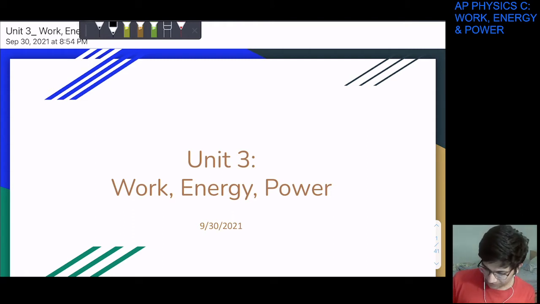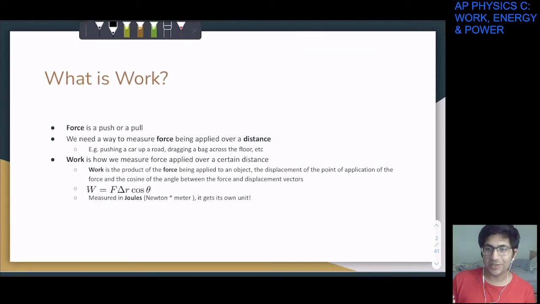Let's dive in. All right, so what is work? Work is a push or a pull, and we did this last week with Newton's laws. But now we're interested in finding work over a certain distance. Like if you push a car up a road, you'll be applying a force onto the car, but you'll also be traveling a certain distance. You'll be applying the force over a certain distance. Same thing, dragging a bag across the floor. You care about how far you go, because there's two aspects to it.